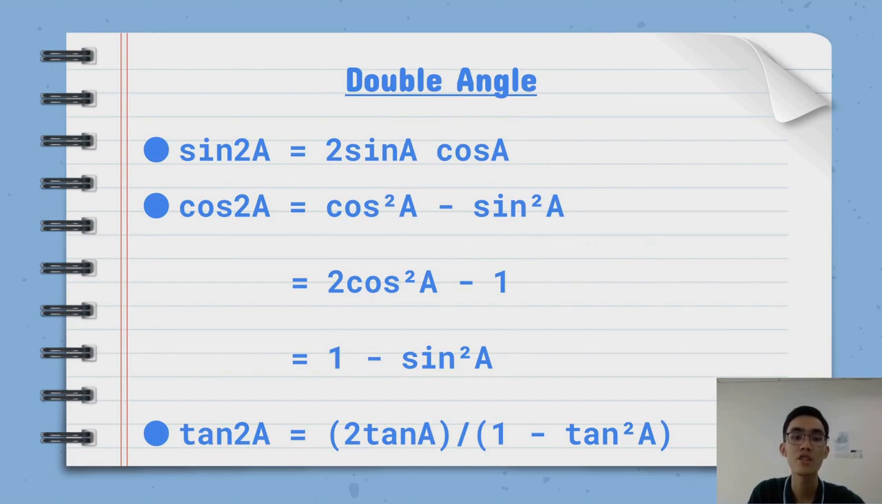Now we are talking about the double angle. For the first part, sin 2A is equal to 2 multiplied by sin A and multiplied by cos A. And a little special for cos 2A because there are 3 equations for it, and all 3 give the same result. First, cos power 2A minus sin power 2A. The second is 2 multiplied by cos power 2A minus 1. And the last is 1 minus 2 sin power 2A. And for tangent 2A, it is equal to 2 multiplied by tangent A divided by 1 minus tangent power 2A.